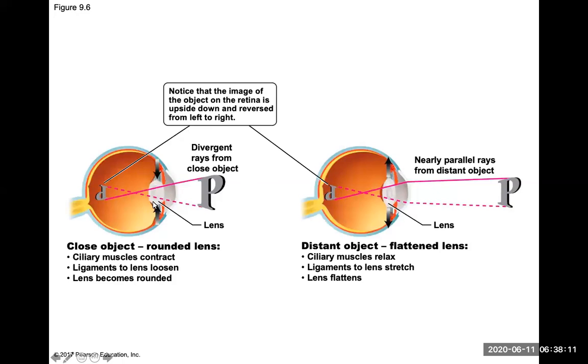So here's a look at how the shape of the lens allows you to see things close up or far away. Everything that we look at becomes upside down in the back of the retina, and then our brain is what puts it right side up. For a close object, the lens becomes more round, and for looking at things far away, the lens becomes more flat to allow things to focus on the back of the retina.